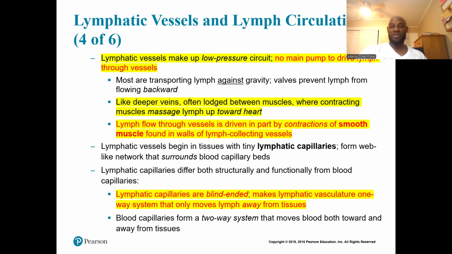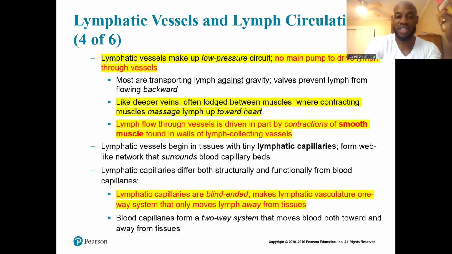The lymphatic vessels make up a low pressure circuit. There's no main pump, there's no heart pumping the fluid in the lymphatic vessels. Most of them are traveling against gravity. Similar to veins, they have valves that prevent it from flowing backwards. They're lodged in between muscles. So as you move your muscles, which is good for the body, the movement of those muscles causes movement of this lymph fluid. You also have some contractions of smooth muscles found in the walls of lymph collecting vessels, and that's how the lymph is able to move.